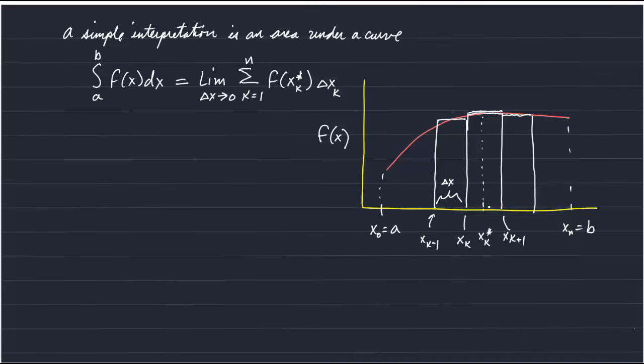And this equation describes the sum of each of these rectangles, but taking the limit that delta x goes to 0. So as delta x becomes infinitesimal, and by infinitesimal I mean it's non-zero, but smaller than any other number.